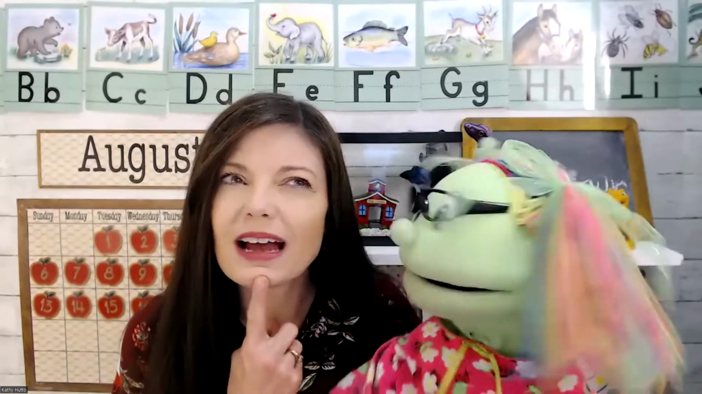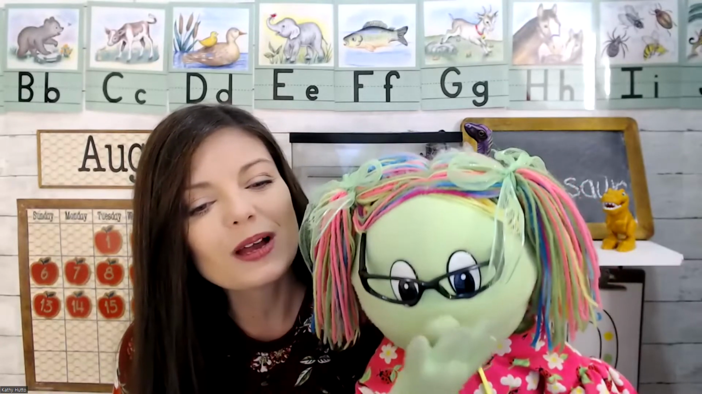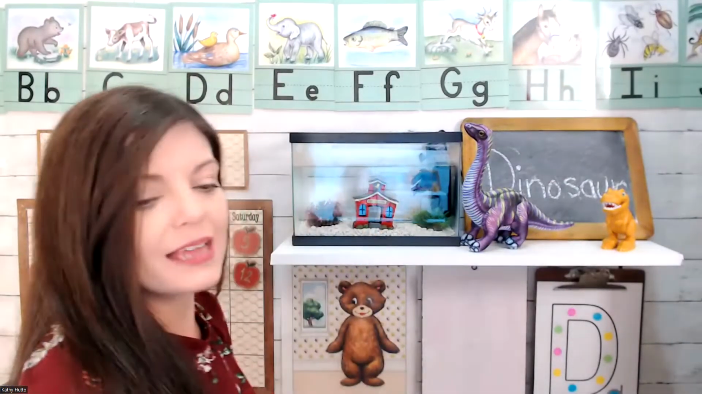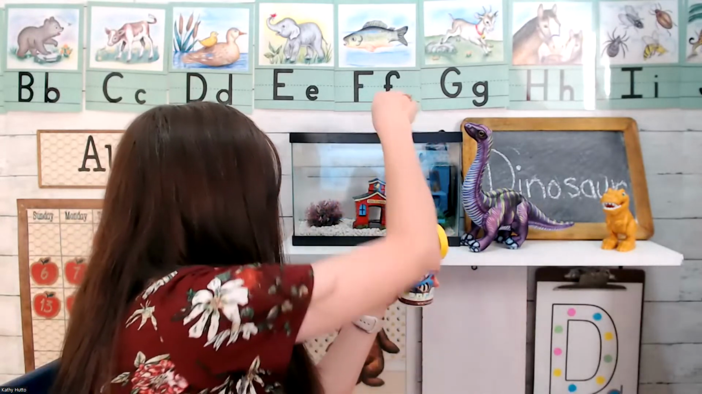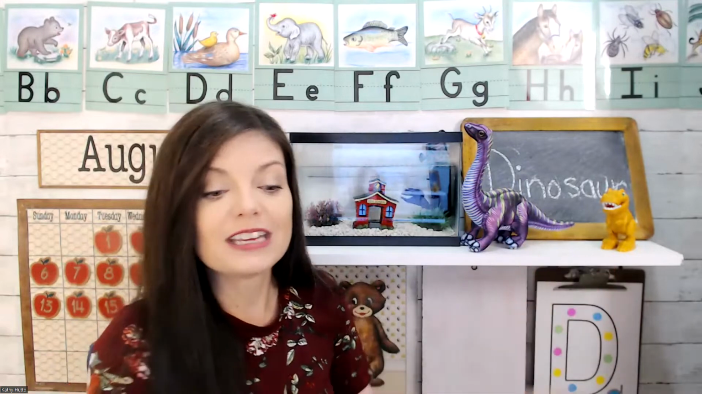But first we've got to do our class job. We've got to feed Fred. So Sue, why don't you send one more big kiss to our friends, and then you can have a seat again, and we'll take care of our pet fish. Hi, Fred. Here's some fish food for you. Fred has some dinosaurs on his shelf today.